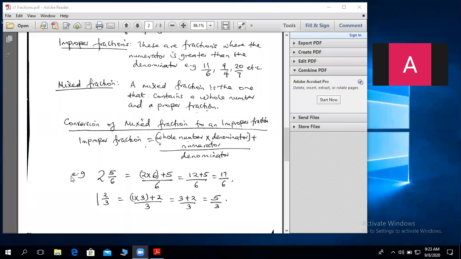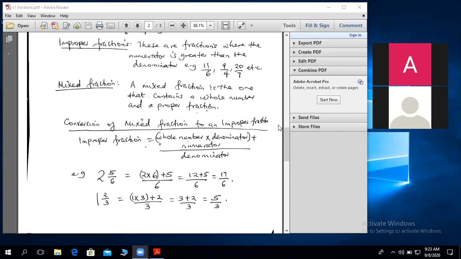A mixed fraction comes from an improper fraction. How do we convert a mixed fraction to an improper fraction?